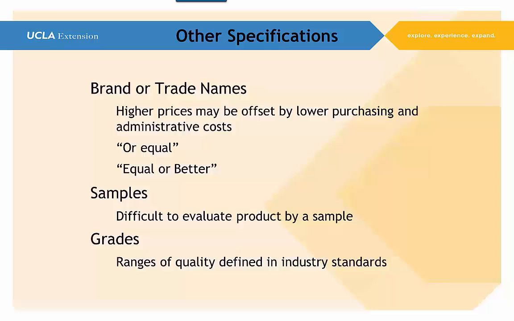Other types of specifications we might get involved in is selecting something by a brand name or a trade name. We can sometimes reduce prices by selecting something by brand or trade names. And often we use terms like "give me Motorola or equal," or you can say "equal or better." In other words, you don't want anything less than the trade name you're calling out, but it could be better. However, if it's better, you want to make sure that you're not paying a premium for better. You want to stay as close to equal as you can.